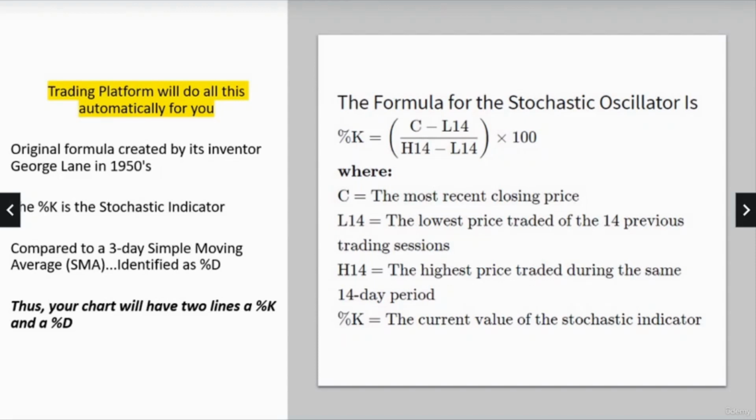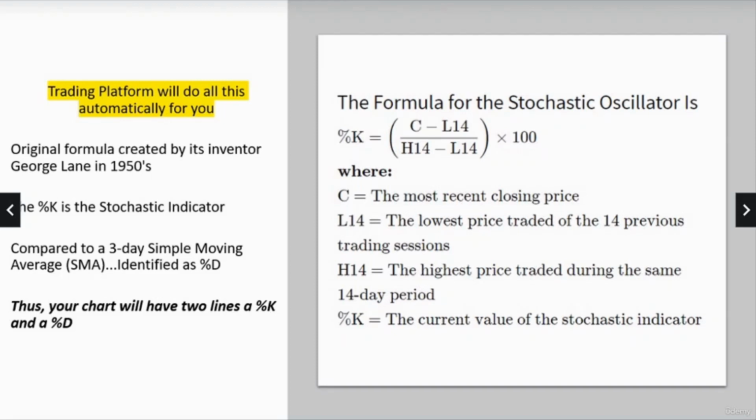First off, when you see something that says percentage K, that is the stochastic oscillator. So if you're looking at percentage K, that's the indicator. And then it's going to be compared to a 3-day simple moving average, how the formula was developed back in the 50s. And that's going to be identified as percentage D. Don't worry, there's nothing else in technical analysis that has a percentage K and percentage D or gets weird like this. But on your chart, you're going to have these two lines, and they're going to be labeled percentage K and percentage D. Again, the percentage K is the stochastic indicator, and percentage D is a comparison to the 3-day simple moving average, and you're going to look at these two lines in tandem.